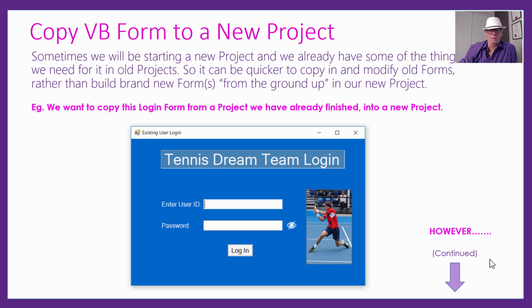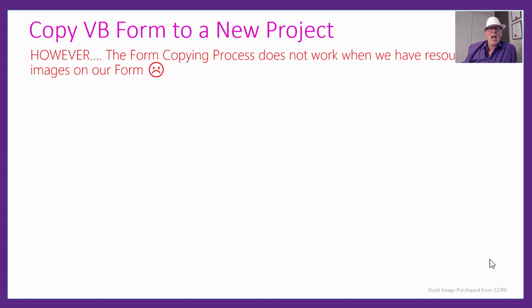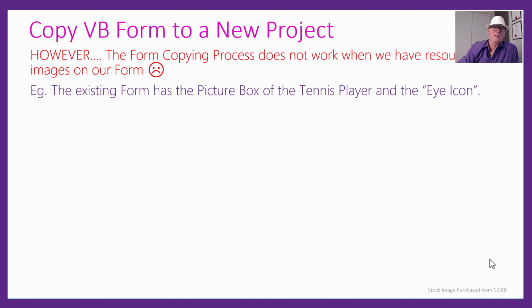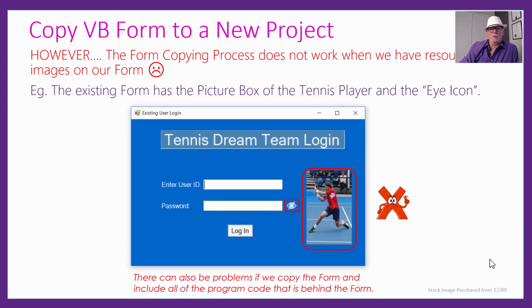there is one little problem with that particular form we're looking at right now on the screen. The form copy process doesn't work when you've got resource images on the form, so you can't copy the pictures across as well. We'll go into that a little more later in this presentation. That existing form has the picture box of the eye icon here, and it's also got our tennis player in a picture box there. We just put the big cross symbol there because that's not going to work. You can't copy those across.